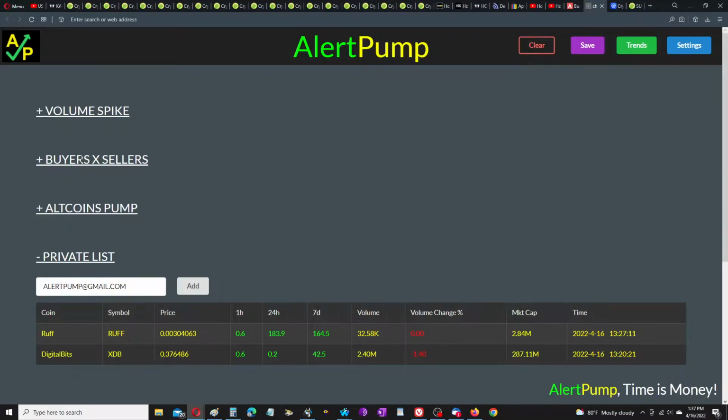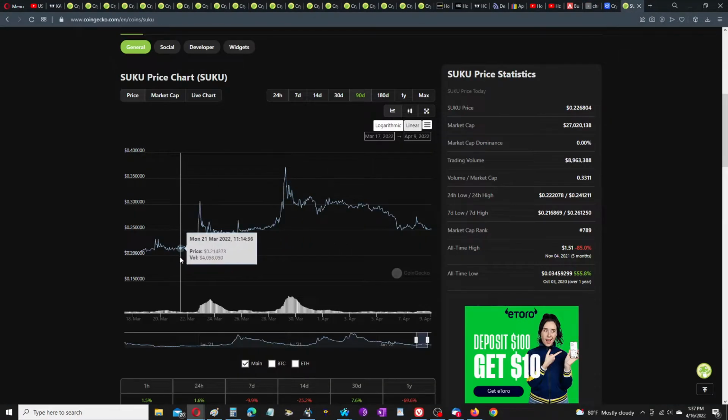Here, buyers versus sellers, that means buyer power. So whenever I have 70% buyer power, that means more buyers than sellers. So I got a volume spike plus 70% buyers, the coin is going to pump. That's when I share it in the private list. I shared this trade in the private list around March 21. So what happened after I shared in the private list?